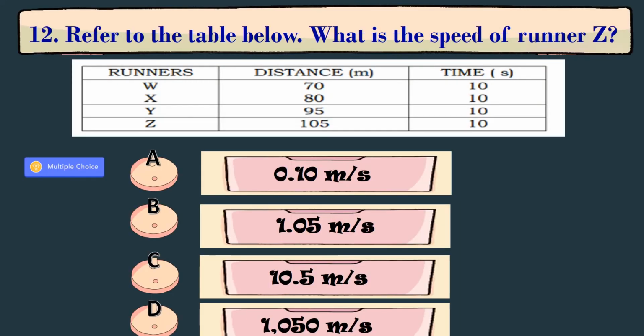Number 12. Refer to the table below. What is the speed of runner Z? Runners W, X, Y, Z, distances in meters 70, 80, 95, 105 respectively, and the time are the same, 10, 10, 10, 10. Is it A, 0.10 meter per second, B, 1.05 meter per second, C, 10.5 meter per second, or D, 1050 meter per second? Correct. It's letter C. It is 10.5 meter per second.